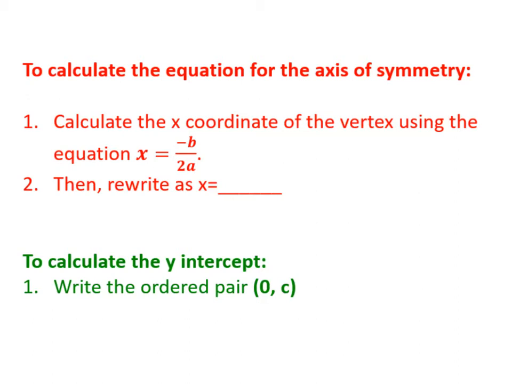Now in order to calculate the axis of symmetry, you need to calculate the x-coordinate of the vertex using the equation x equals negative b over 2a. And then you're going to rewrite it as x equals. To calculate the y-intercept, you're just going to write the ordered pair 0, c.